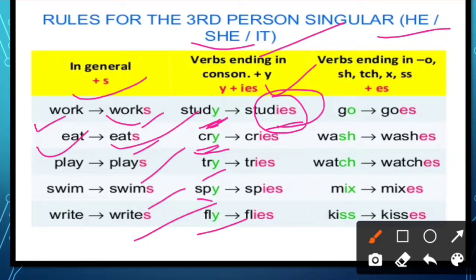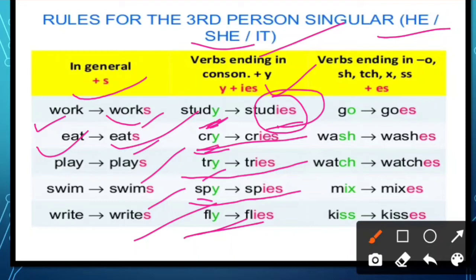So at that time you will have to convert y into i, and we will have to add es. Cry into cries, try into tries, spy into spies, fly into flies. Keep in your mind, only with he, she, it, or in other words third person singular, we will have to use this.